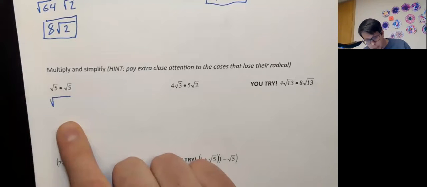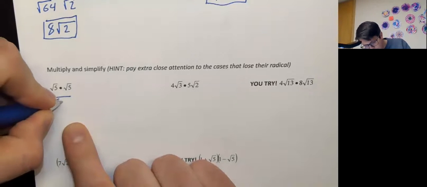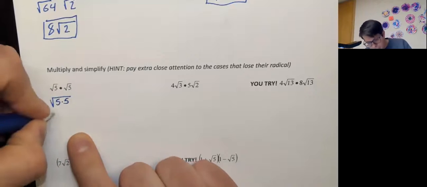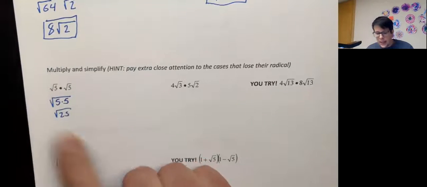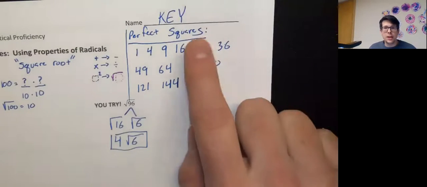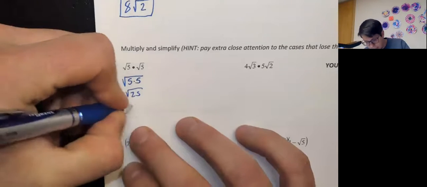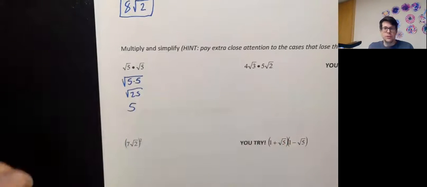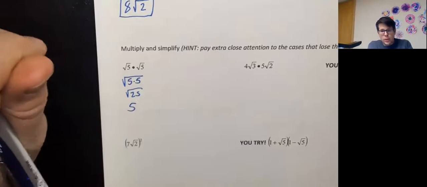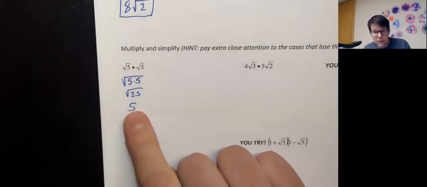So we can change this to one big radical, and then we can put our 5s underneath it. 5 times 5 is going to give us the square root of 25. Now 25 is actually part of our list right here, and that means that it should be a nice square root right off the bat. Square root of 25 is, in fact, 5, because 5 times 5 is 25. So this works out really nicely, and you get a very clean answer.